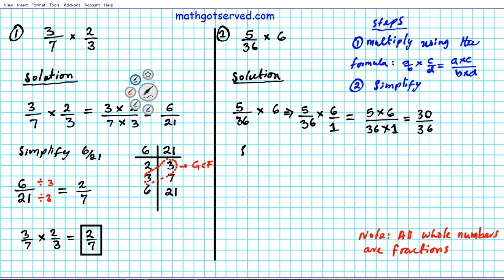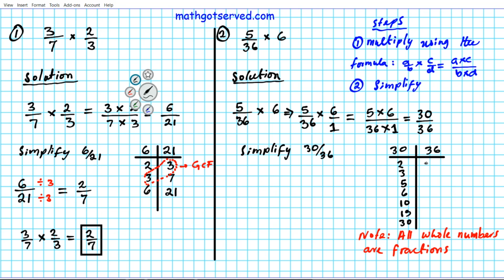Step 2, we're now going to simplify our resulting product. Simplify 30 divided by 36. Okay. All right, let's do that. We're going to list the factors of these two numbers. And then just to do things quickly, we're going to extract the greatest common factor. Okay, that's the fastest way to do it. All right, so what are the factors of 30? There are 2, 3, 5, 6, 10, 15, and 30.